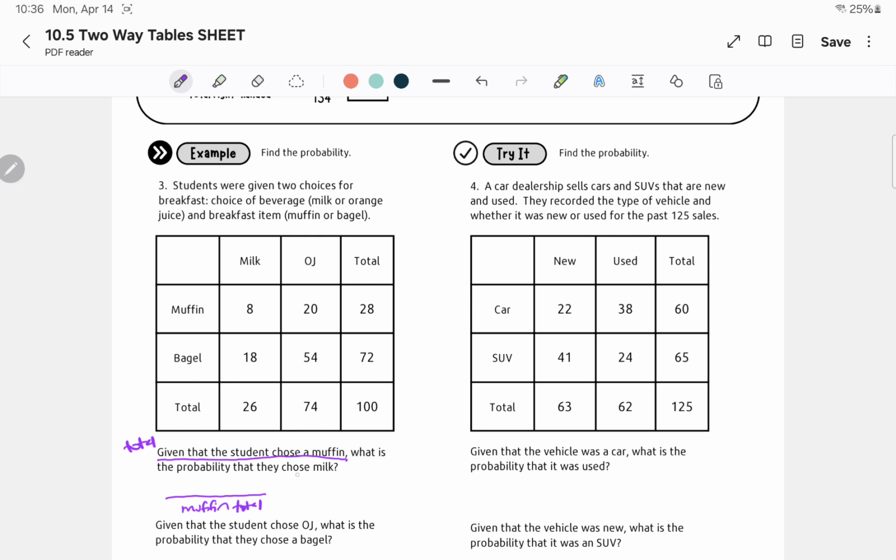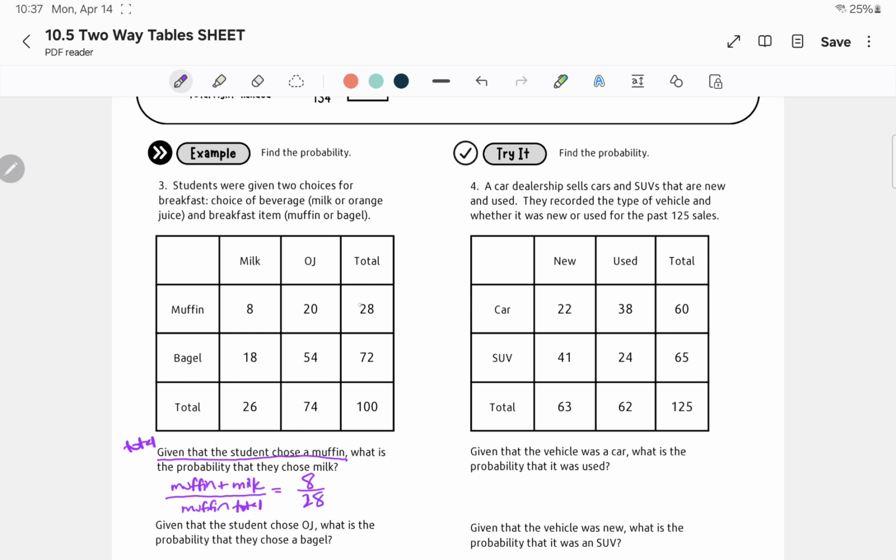And then what's the probability that they chose milk? So if they chose a muffin, that means they definitely chose a muffin. What's the probability that they chose milk as well? So it's muffin and milk that go on the top. Okay? So that's what we're looking for. How many students chose muffin and milk? Look at that. It's 8. And how many chose a muffin total? So where are we looking? We're looking down here or down here. Well, it says muffin, so go to the total in the muffin row, which is 28.